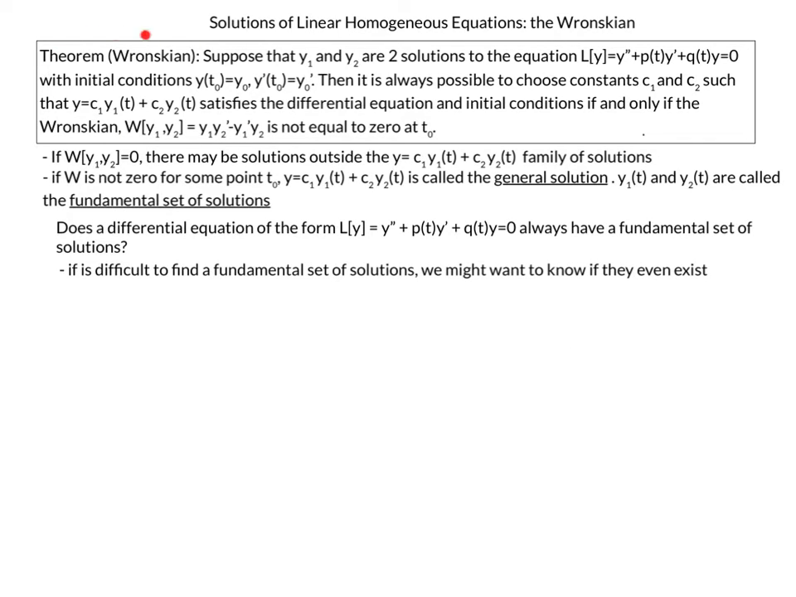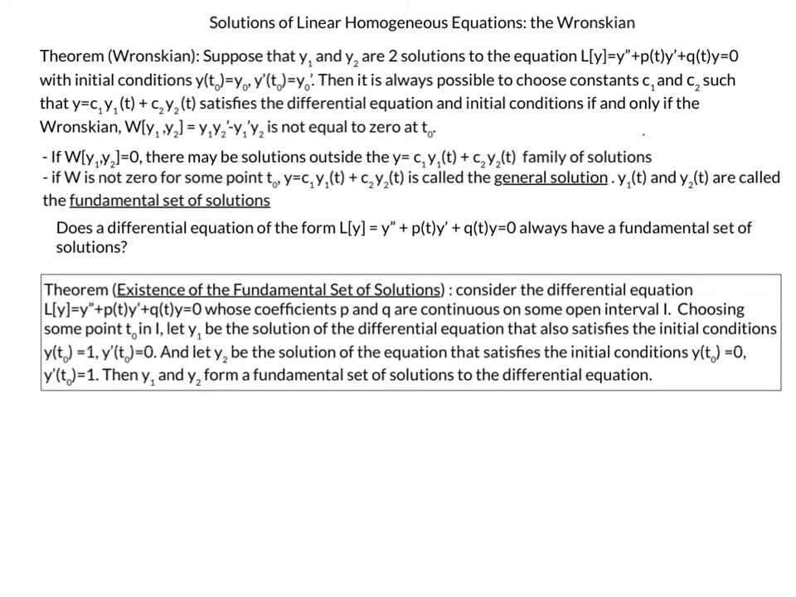And then I have my Wronskian theorem here, as well as the two comments: if the Wronskian is equal to 0, there might be solutions outside the linear combination. If it's not 0, then the linear combination is the general solution. And the question is, does a differential equation of the form y double prime plus p(t) y prime plus q(t) y equals 0 always have a fundamental set of solutions? It kind of seems like no, because if W equals 0, well, anyway. So it's difficult to find a fundamental set. If it's difficult to find a fundamental set, we might want to know if they even exist.